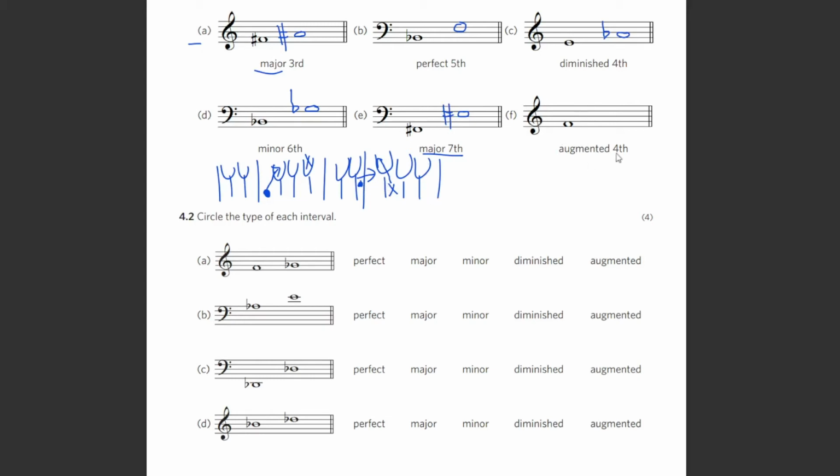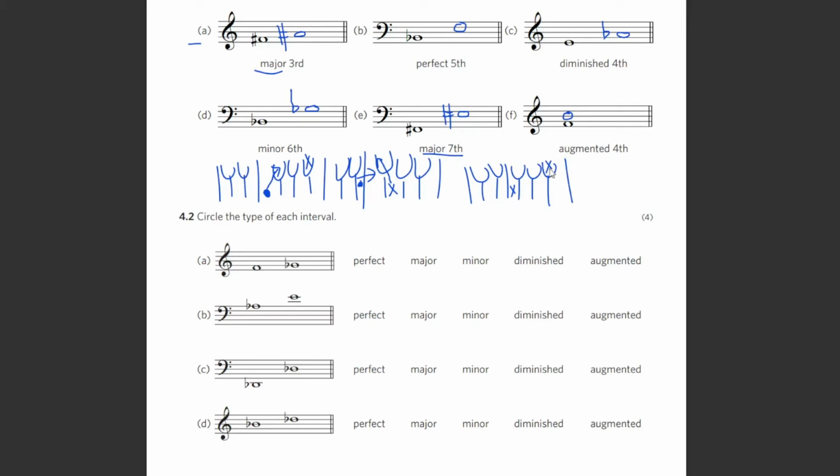Last one, I need augmented fourth. So let's first count a fourth. F, G, A, B. So F to B is a fourth. Now, let me draw. So this is F, and now let's look at F major. F major has B flat. So F to B flat is perfect fourth.